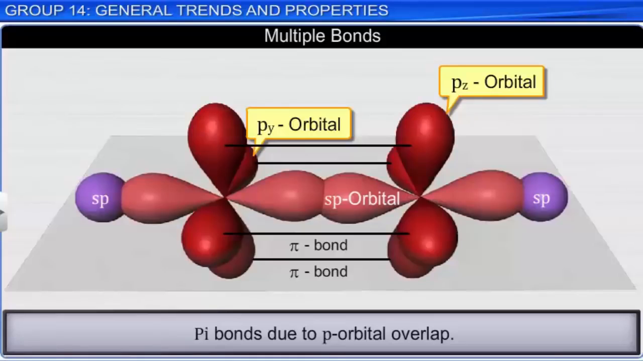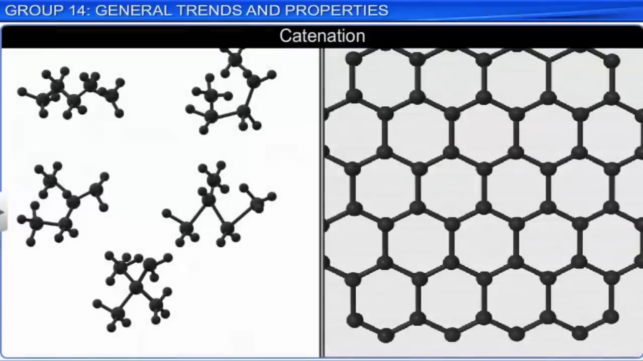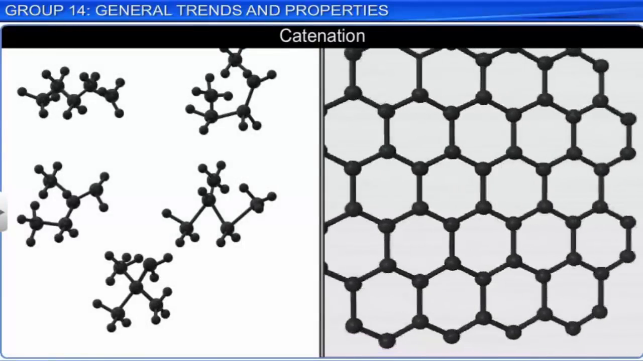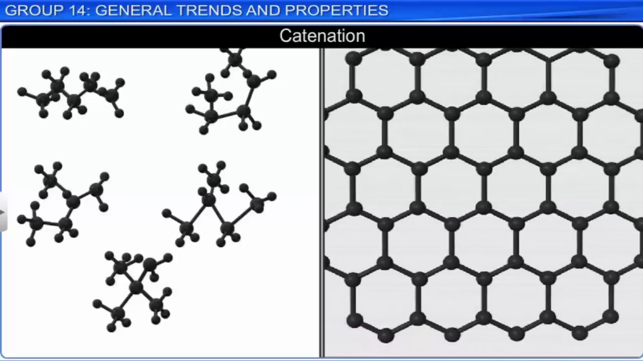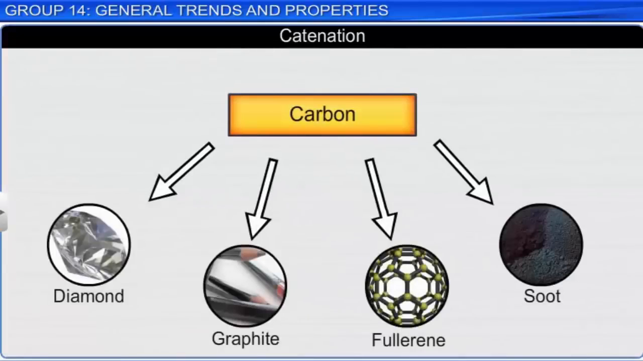Another notable property of carbon is its tendency to covalently link with other carbon atoms to form chains and rings. This is called catenation. The carbon-carbon bonds are very strong. As a result, elemental carbon exists in several allotropes, and organic compounds have a wide variety of possible structures.